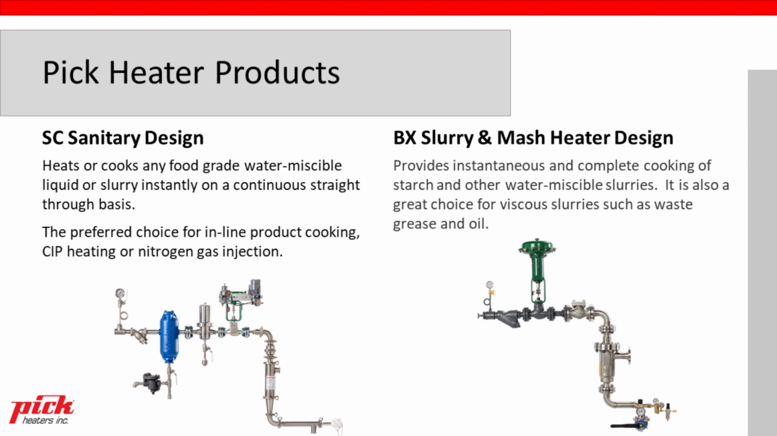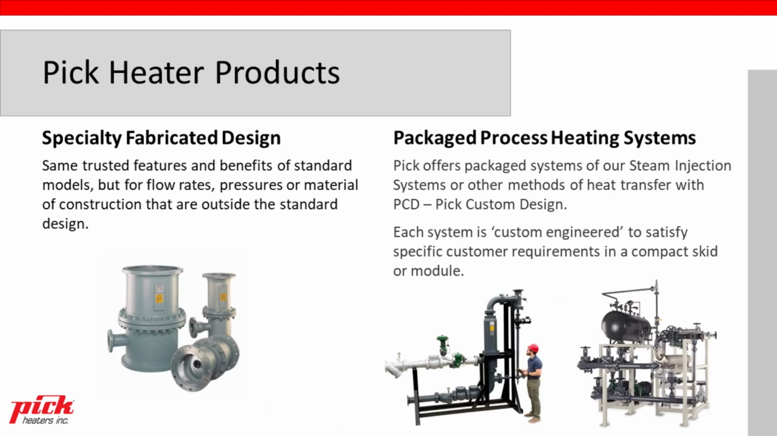Another design of industrial heaters is the BX slurry and mash heater design. So this as well provides instantaneous and complete cooking of starch products. This is very prominent in the paper industry. So where they have to cook starches for coating papers, and it's also used for heating other water miscible slurries. It can also be a great choice for viscous slurries such as waste grease and oil. So two not so common applications, but it's something that we took on a little while ago, and it's picking up nicely. So good application for a PIC steam injection heater.